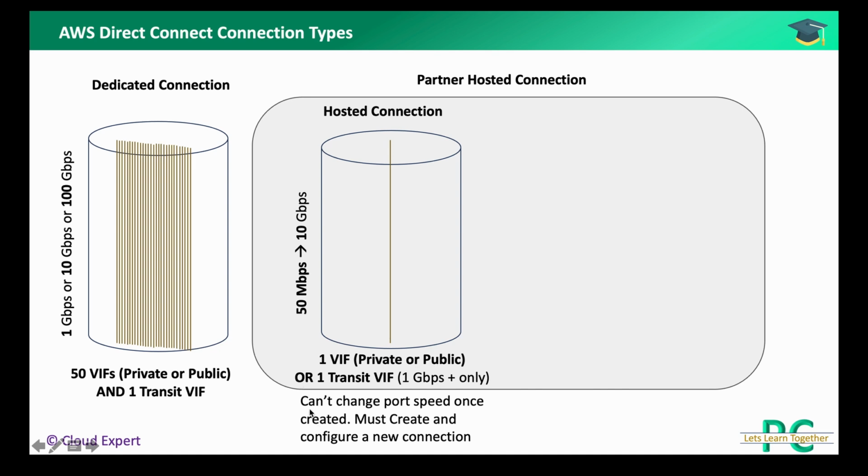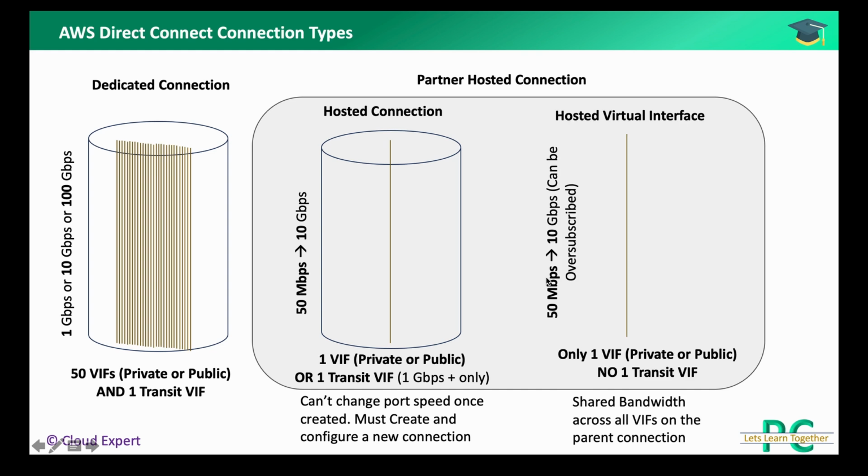One point to be remembered: once you have created the connection, you can't change the port speed. Let's say you have created the connection for 50 Mbps and tomorrow you need a 100 Mbps line, you won't be able to upgrade. What you have to do is create a new connection. You may discard the existing connection and create a new one, but you won't be able to upgrade the port speed once you have created it in a hosted connection.